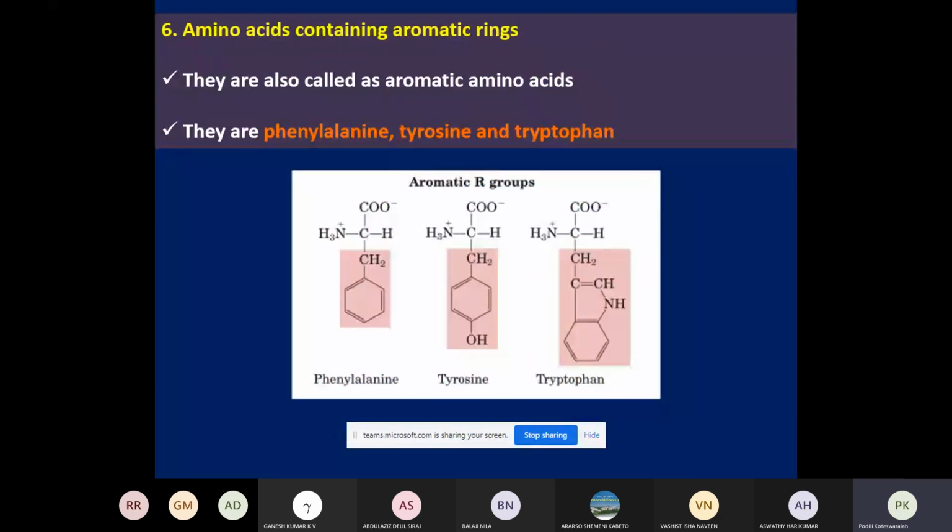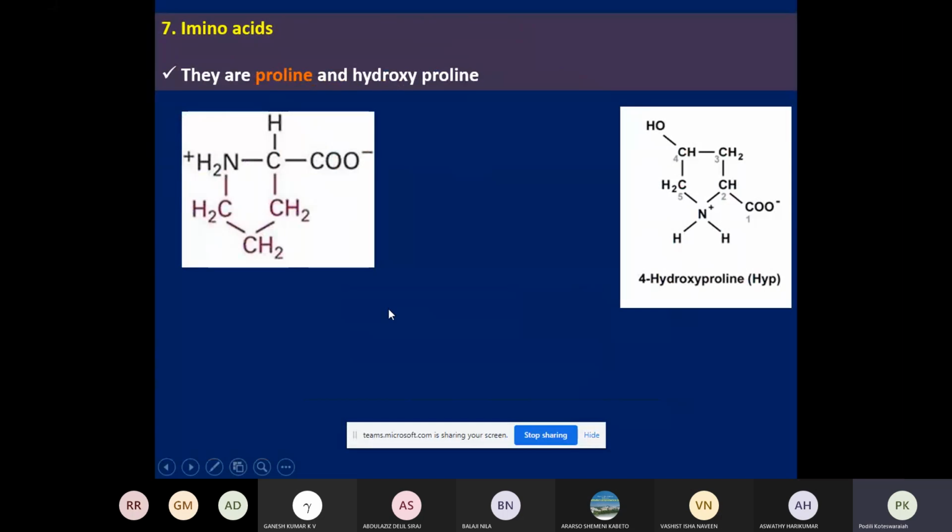Then coming to the aromatic amino acids having the aromatic side chain. So we have phenylalanine, tyrosine, and tryptophan. These three are aromatic amino acids. They have the aromatic side chain. Then the imino acid. So we have a total of 20 standard amino acids, as I already said, that are present in proteins.